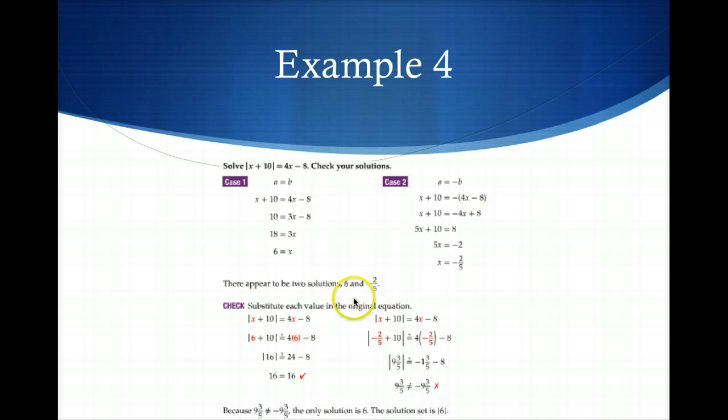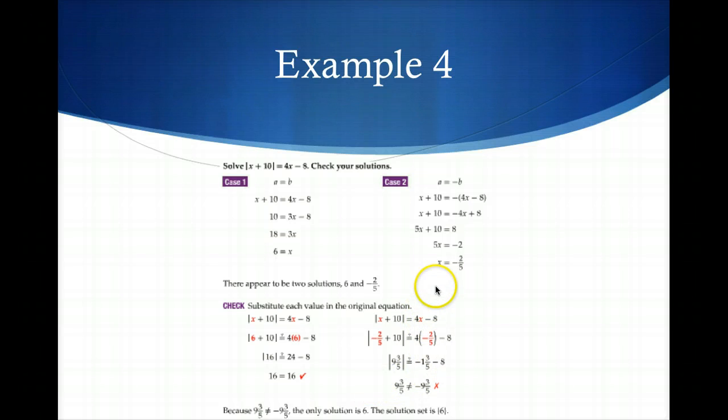Now let's go back in and check our solutions to see if both of them work. So in place of x, we're going to put our 6. So we'll have the absolute value of 6 plus 10. Is it equal to 4 times 6 minus 8? Is the absolute value of 16 equal to 24 minus 8? Yes, it is. 16 is equal to 16.